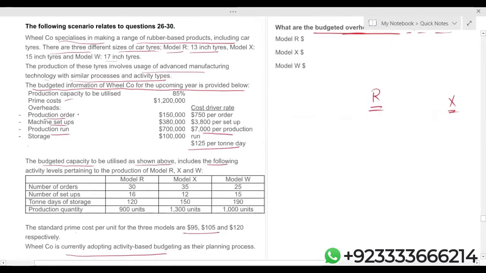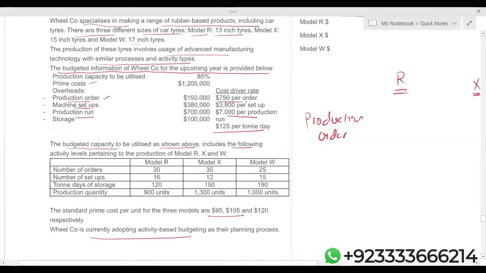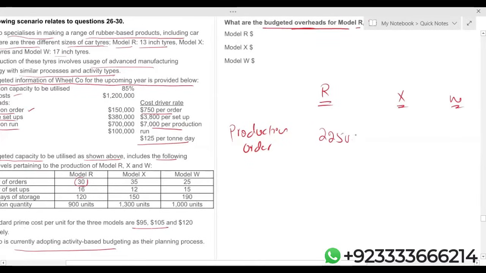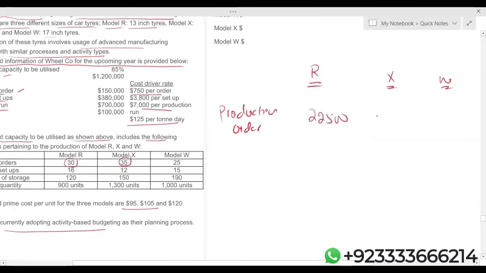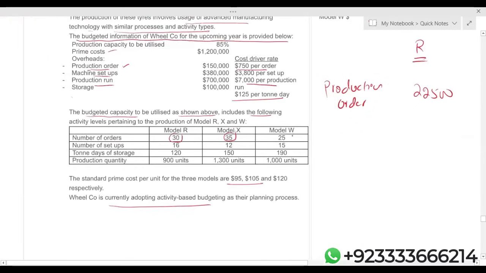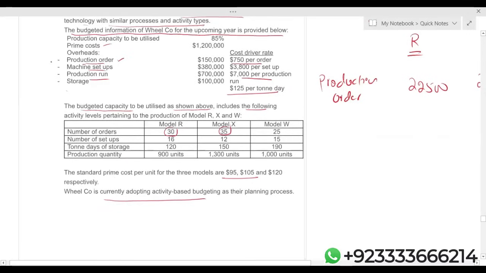First of all, let's work on production order. So things are, I would say, easier here. Production order is 750 per order. Number of orders in R, there are 30. So 30 multiplied by 750. I'm getting 22,500. Model X 35 multiplied by 750, I'm getting 26,250. Model W is 25, 750 multiplied by 25. Students, I'm getting 18,750. We are done with the production order.